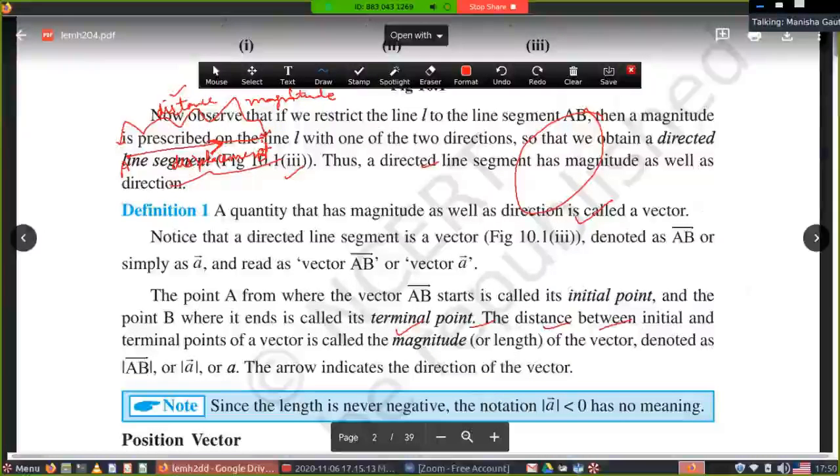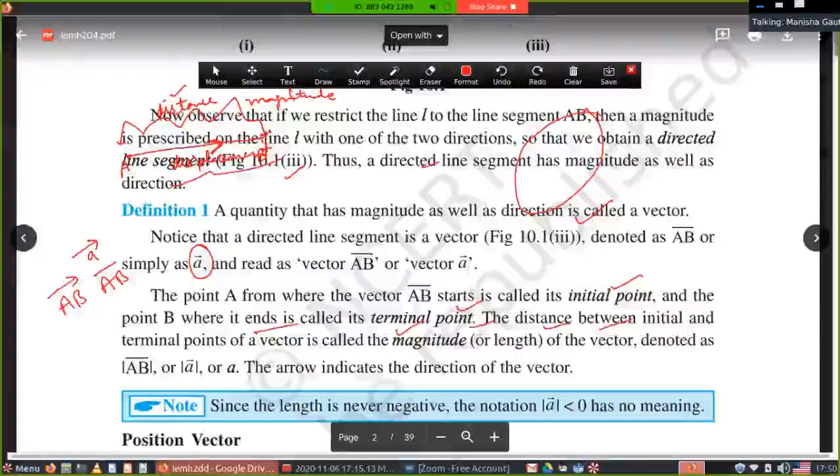And how do we write down the vector? Like this: the name in a small letter and an arrow. If it is from A to B, then the arrow should be like this, A to B. Or you can write A, B like this. This is a way to write down the vector quantity. The point A from where the vector AB starts is called its initial point, and the point B where it ends is called the terminal point. It means two points are there. From where it starts, it is the initial point. Where it ends, that point is the terminal point.